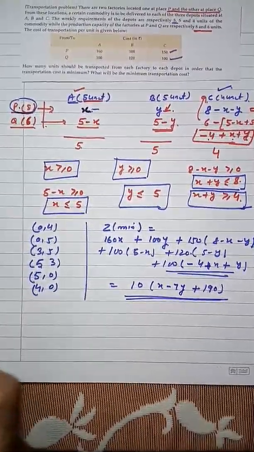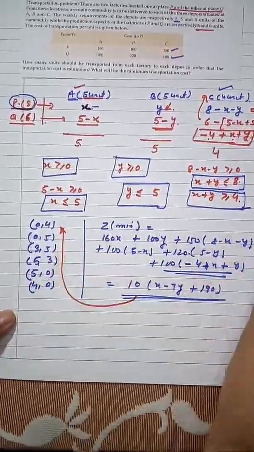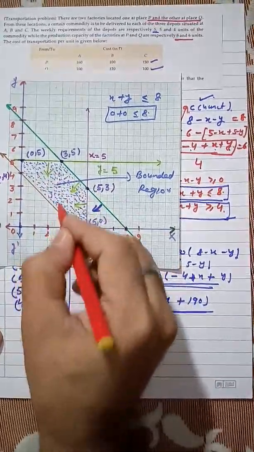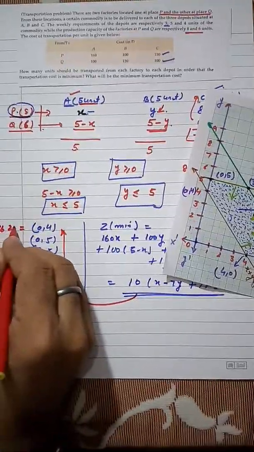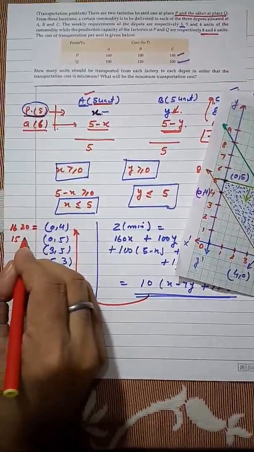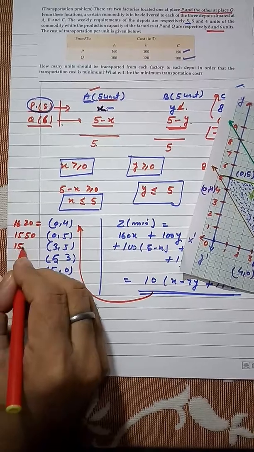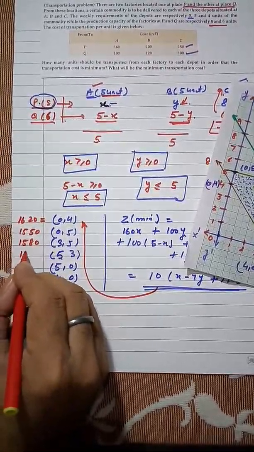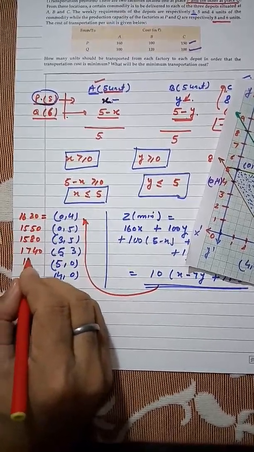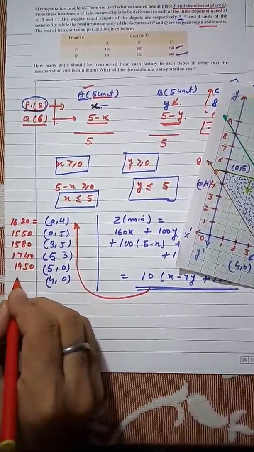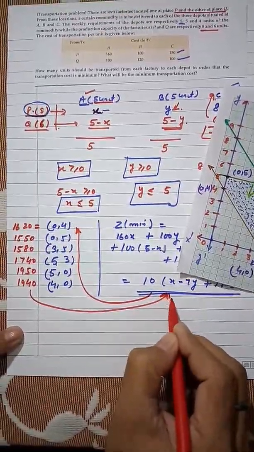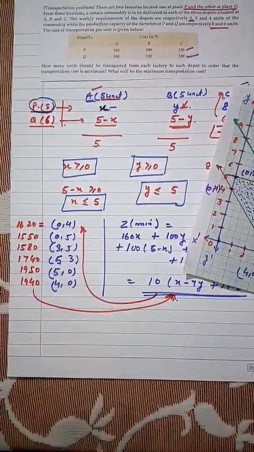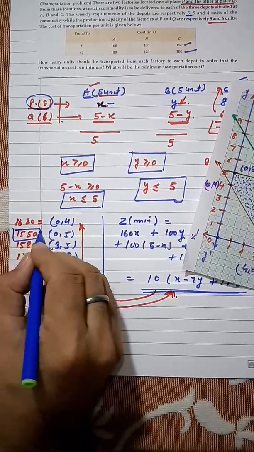Now if you put the objective function in the corner points of the graph, you will get these values: 1620, 1550, 1580, 1740, 1950 and 1940. You get these values by putting the points in the objective function. Now see, what is the minimum value? 1550. This value is the minimum value.